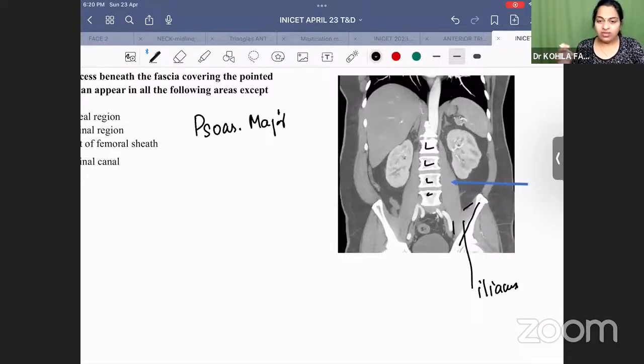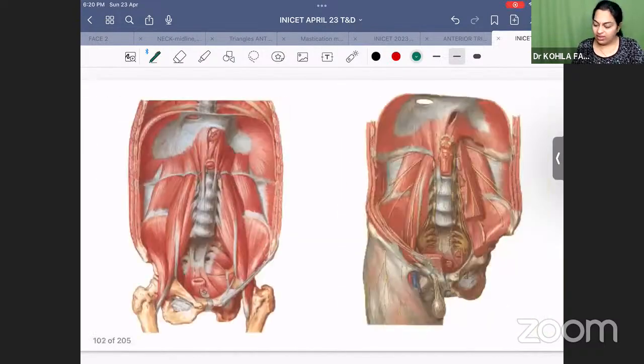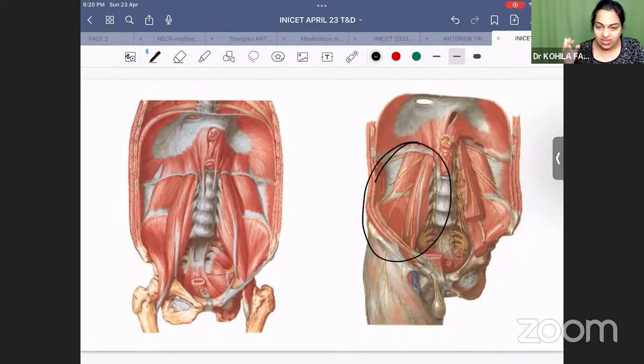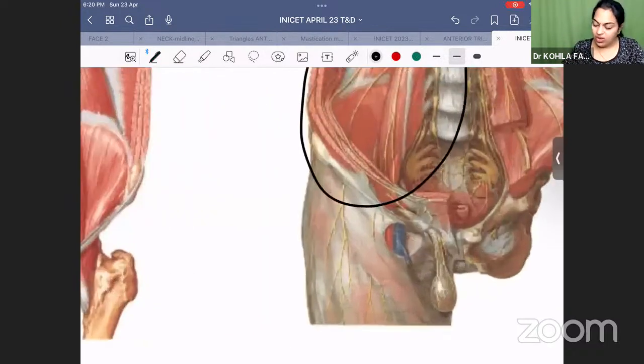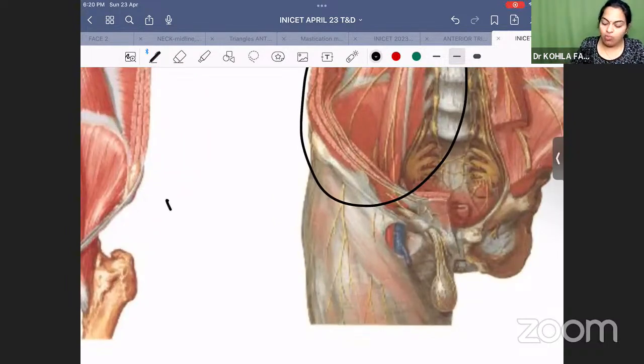Now remember that the psoas major originates from the sides of the lumbar vertebra. The fascia covering the psoas major is the psoas fascia. Lower down, they are covered by the fascia iliaca. Remember that you have the lumbar plexus, right? The lumbar plexus is located within the psoas major muscle. Lower down, this fascia iliaca forms the posterior wall of the femoral sheath.